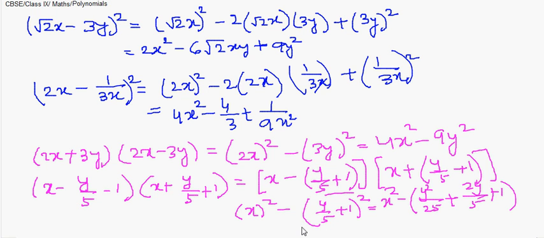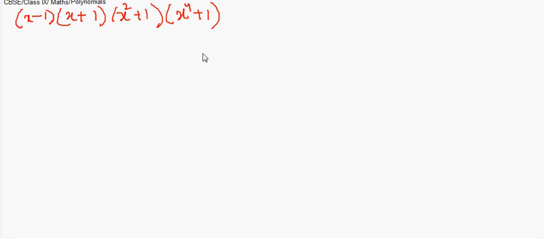So the whole thing now becomes, once we remove the bracket, x square minus y square by 25 minus 2y by 5 and then minus 1. Okay, we move on now with more such examples. Again it says find the product of this given expression. We now see how this is done.